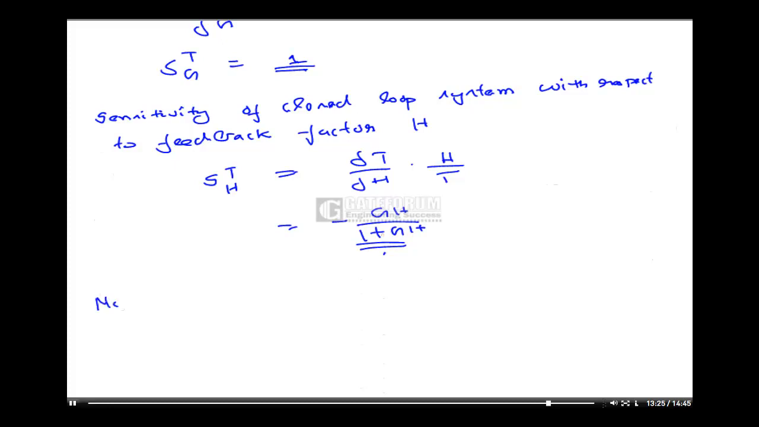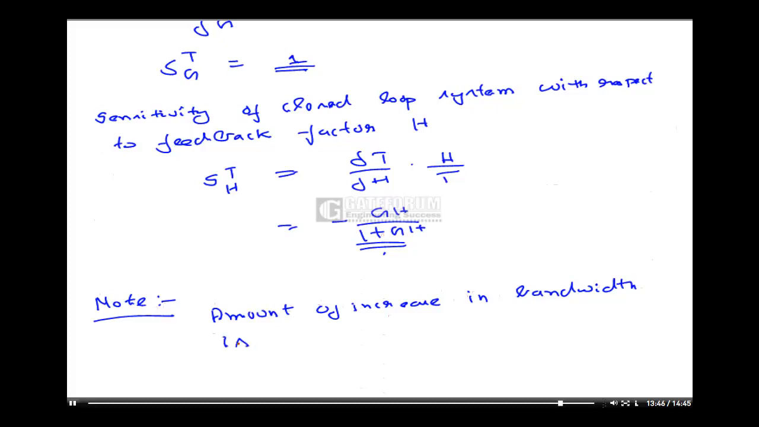Note, the amount of increase in bandwidth: new bandwidth B new is equal to old bandwidth times 1 plus GH. Okay. So this was one important note which can be directly deduced from the gain bandwidth product.